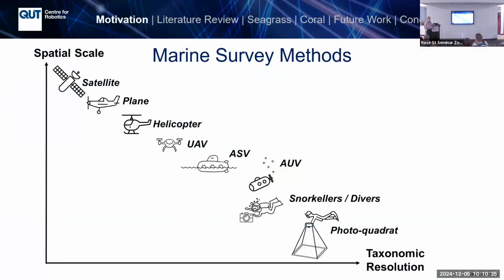So in terms of that marine survey problem, that monitoring task, there are a whole different range of ways that we can monitor or do these surveys. And these different methods have pros and cons in terms of the spatial scale, so that's the area that we can cover with that survey method, and also the taxonomic resolution, the level of detail that we can go down to with that data. So whether we can see different species of corals in an image, for example.